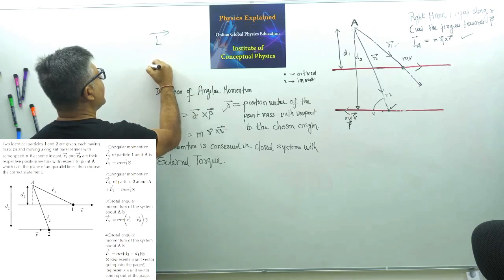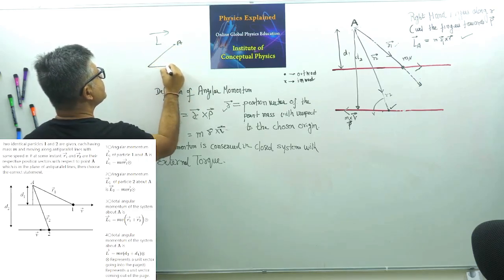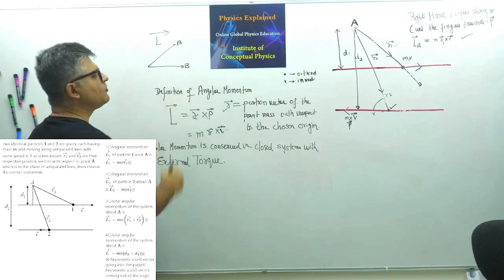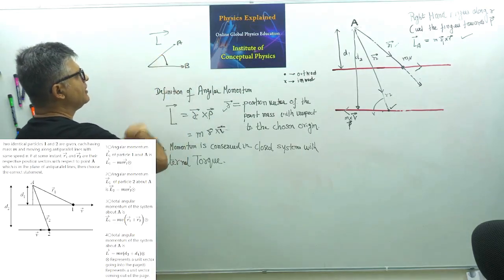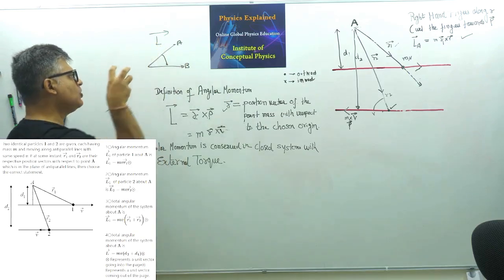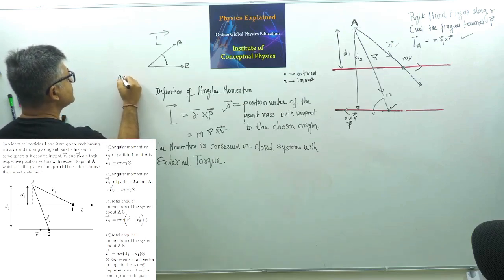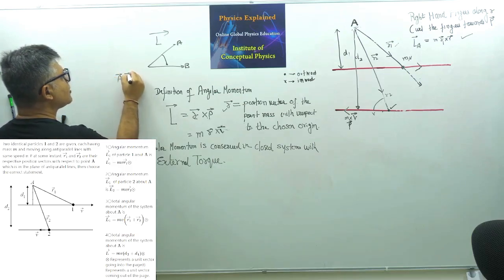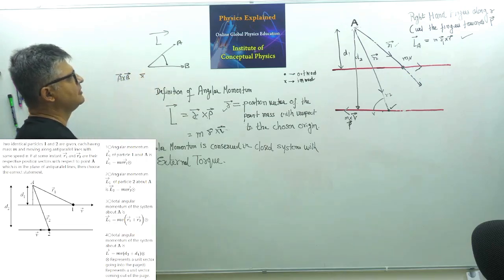If you're given A and B, this is your A, this is your B, you have to find A cross B. Move from A to B, like this. If I move like this, I will go inside. So my answer will be A cross B and it will be inward, which means I will draw a cross here.